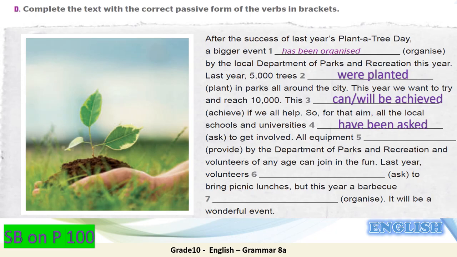All equipment, verb provide, by the Department of Parks and Recreation. So which tense do we need here? Excellent. We need the future. The event didn't yet happen, so will be provided. Volunteers of any age can join in the fun. Last year, again, it's the past. Verb to ask. Excellent. We were asked to bring picnic lunches. But this year, a barbecue will be, very good, organized. It will be a wonderful event.